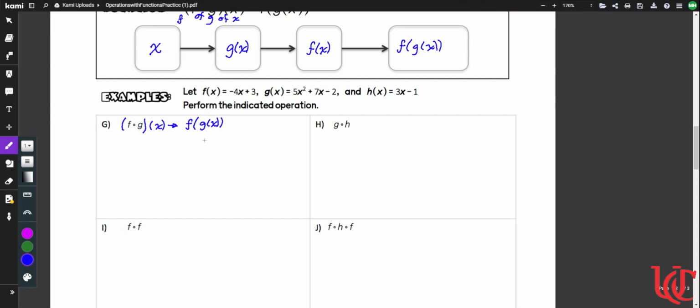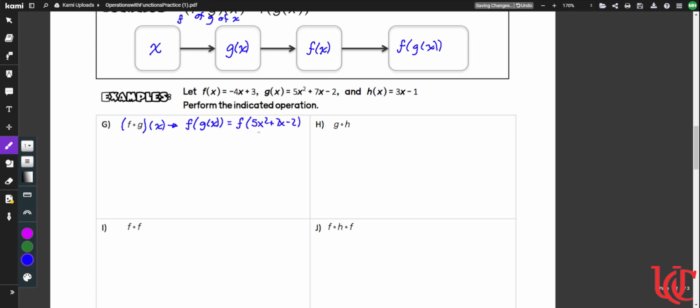So we're going to replace first that g of x. We can work down or we can work across. So I'm going to leave that as this equals the f. Now, instead of the g of x, I'm going to replace it with the right side of it. So that's going to be f of 5x squared plus 7x minus 2.